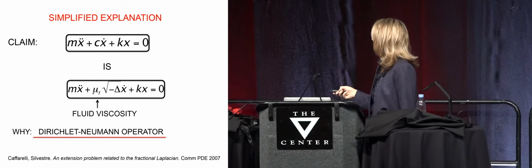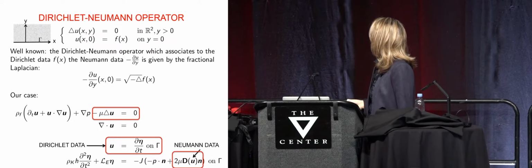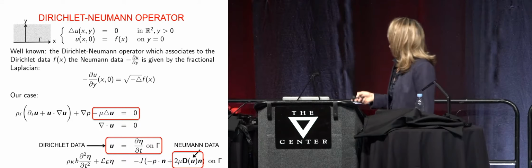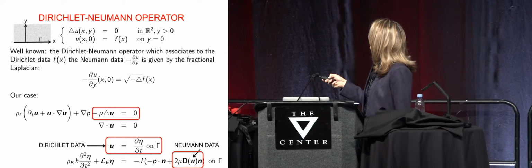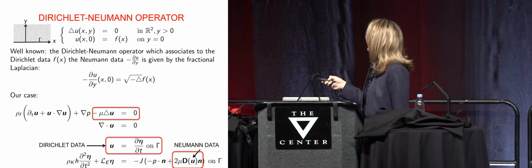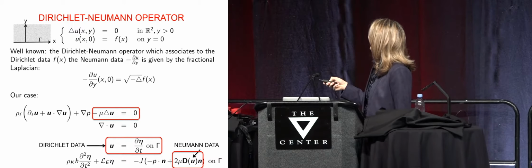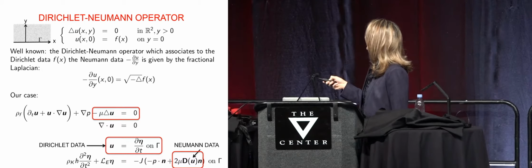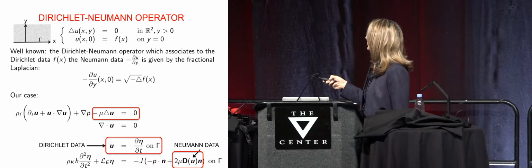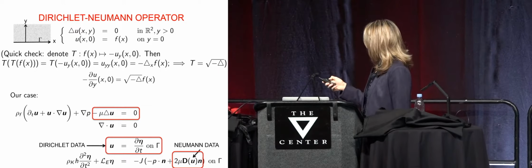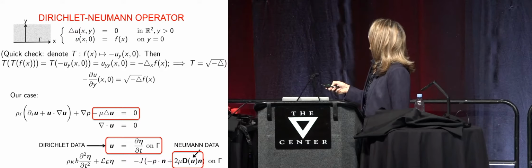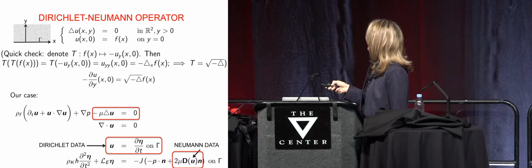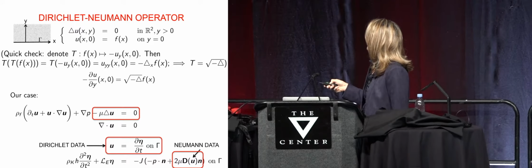we can look at the Dirichlet-Neumann operator, which is an operator that associates, so let's look at this simple problem. Laplace of u is equal to zero in the upper half plane with some Dirichlet data on gamma. And what I want to do is to associate to that Dirichlet data, F, the Neumann data of the solution of this problem. So my operator, let's say T, the Dirichlet-Neumann operator, will associate to my F the y derivative of u on gamma.